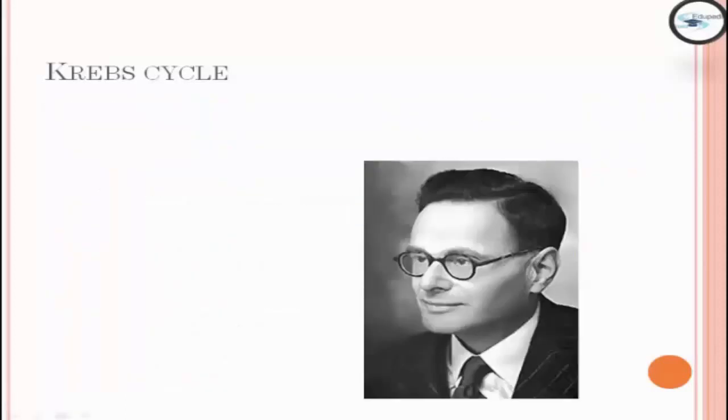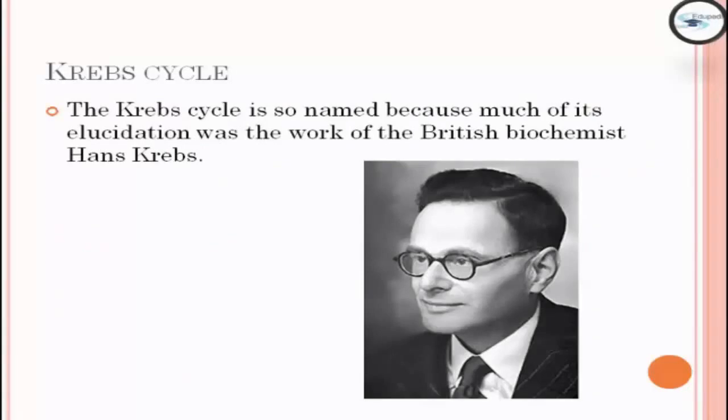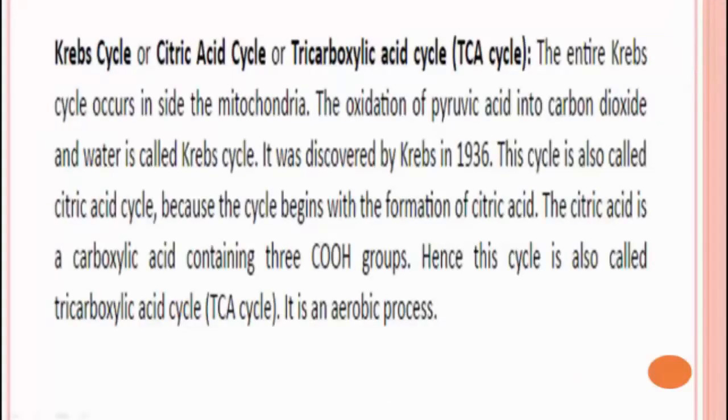molecules. Again, Krebs cycle is named because much of its elucidation was the work of the British biochemist Hans Krebs. Krebs cycle, or citric acid cycle, also known as tricarboxylic acid cycle, is inside the mitochondria and involves the oxidation of pyruvic acid into carbon dioxide.